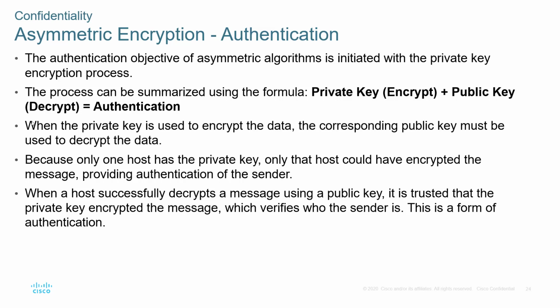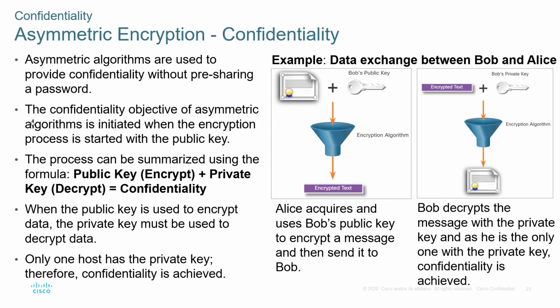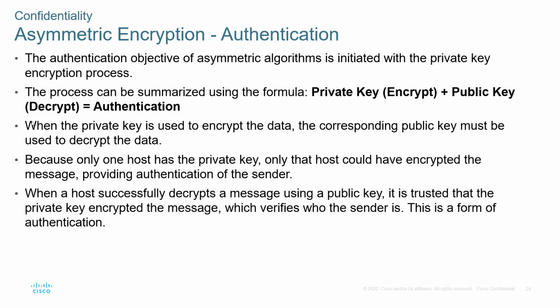So this process can be summarized using the formula: private key encrypt, public key decrypt. This allows for authentication. You'll notice, I'm going to go back one slide. Public key encrypt, private key decrypt: confidentiality. Authentication: private key encrypt, public key decrypt. They are switched. When we're talking confidentiality, public key is the encryption, private key is the decryption.